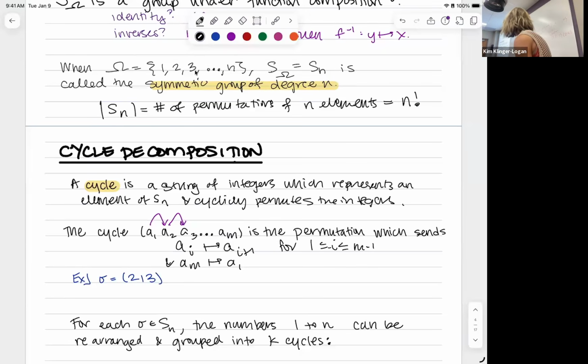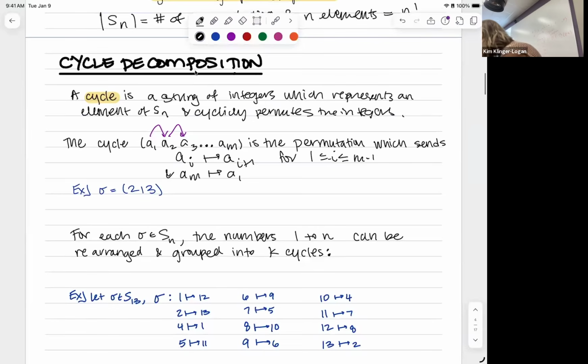And so for this example here, if I have this cycle (2, 1, 3), what this says is that this is the function that sends 1 to 3, 2 to 1, and 3 to 2, right?